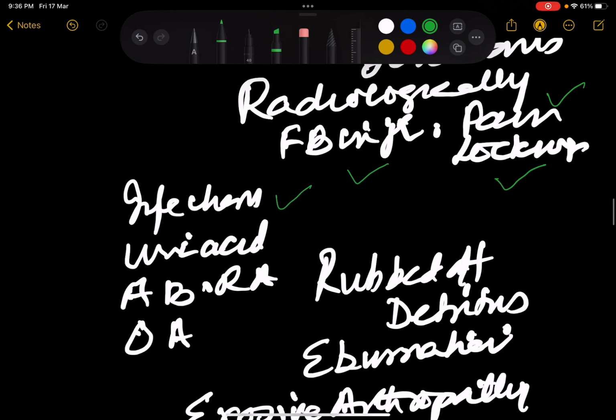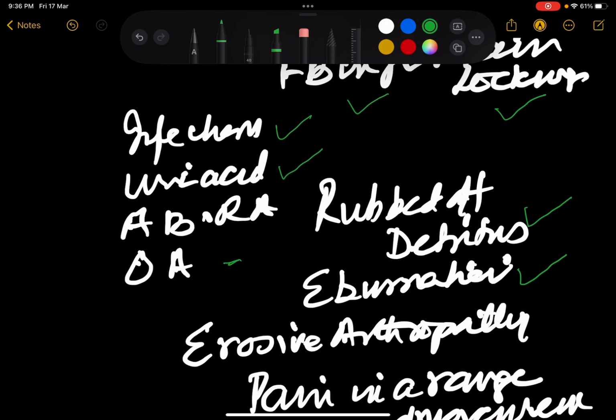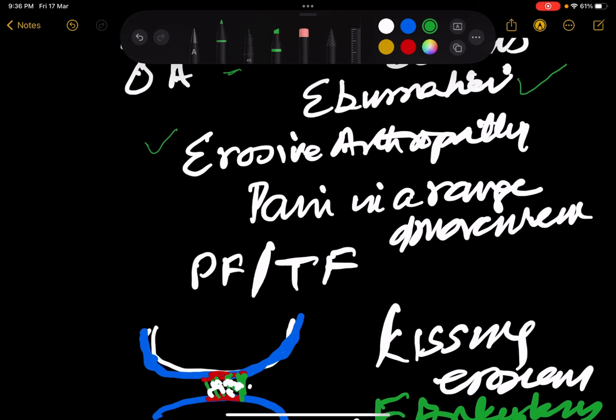Then there can be infections, and conditions like uric acid arthritis, osteoarthritis, where there is detritus formation and eburnation, which you have to know what they are. Then uric acid, and then ankylosing spondylitis and rheumatoid arthritis. All these are inflammations. So they lead to erosion of the cartilage when the movements become painful.